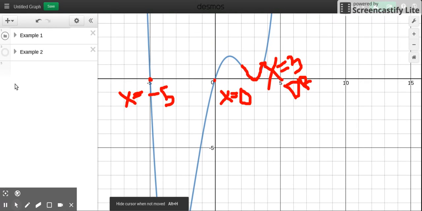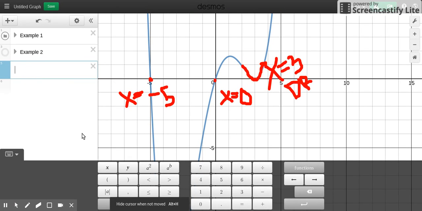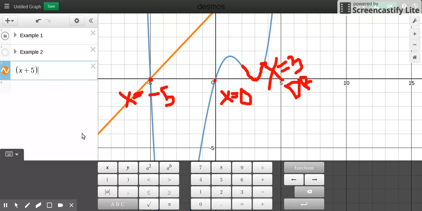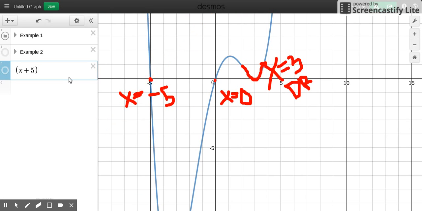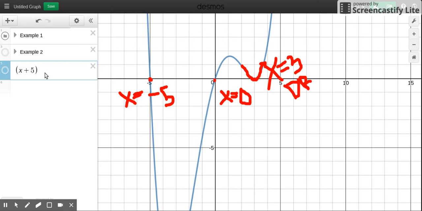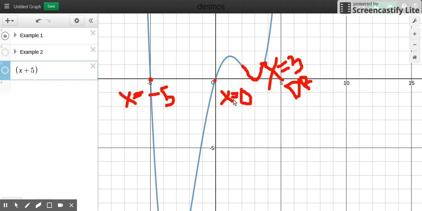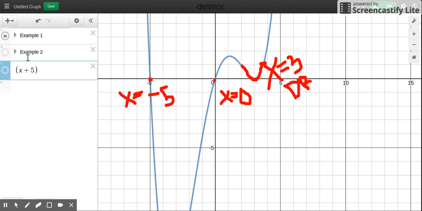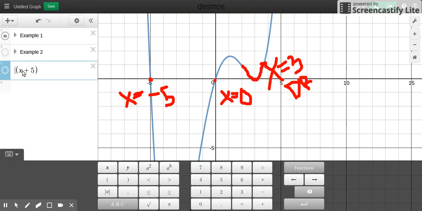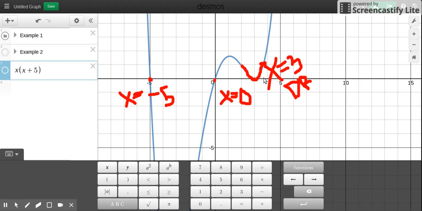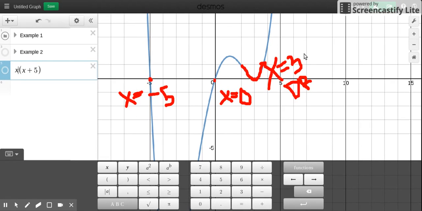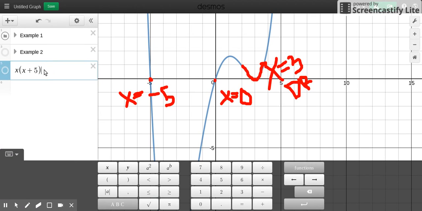So if we had x minus 5, the factor would be x plus 5. Okay? Because then you would subtract 5 on both sides, and that's how you get the -5. For the x equals 0, that's just a plain old x. And then this double root of x equals 3, well, to get the 3 to the other side, we subtract it. So we're going to end up with x minus 3, and it's squared because it's a double root. Okay, so this is a possible equation for this graph.